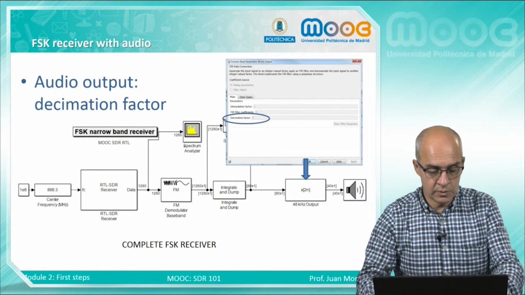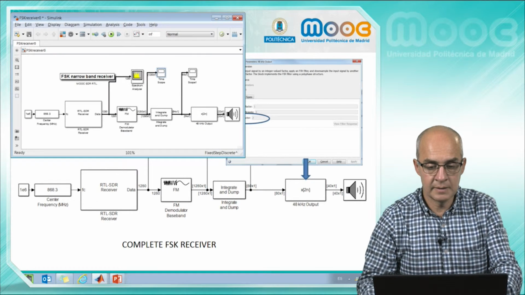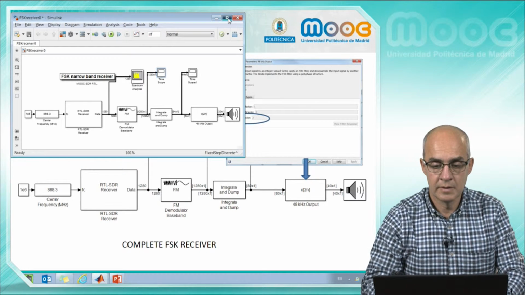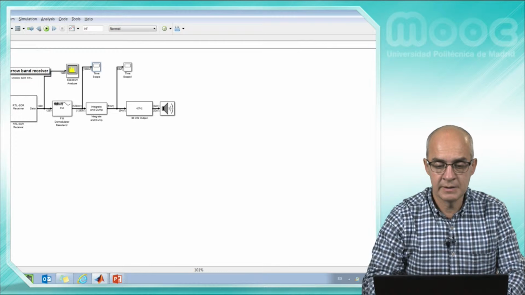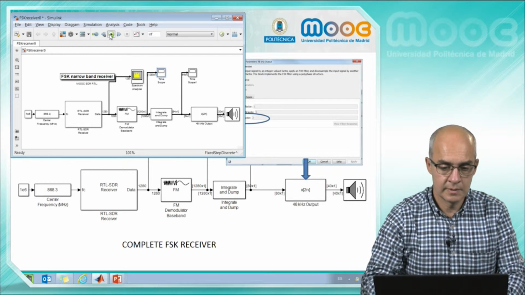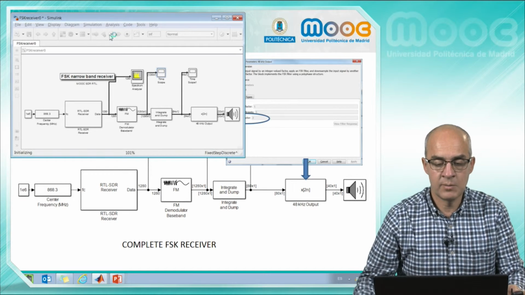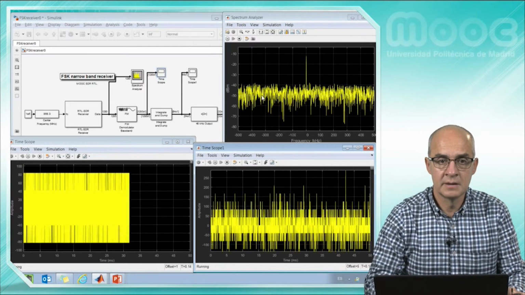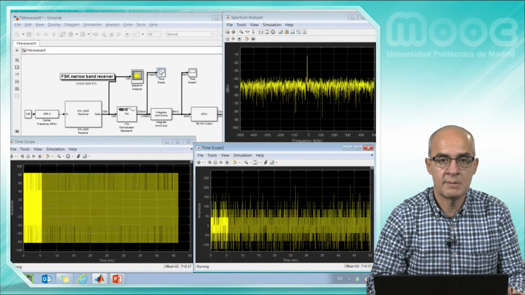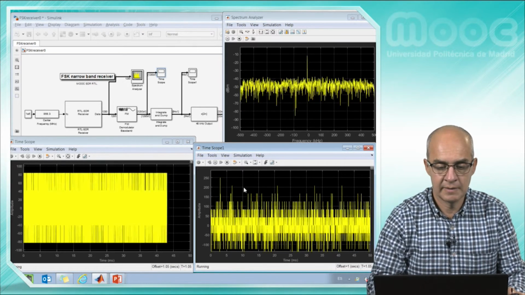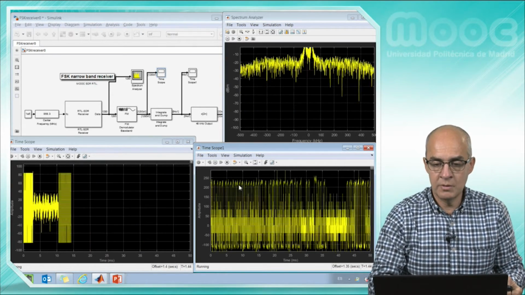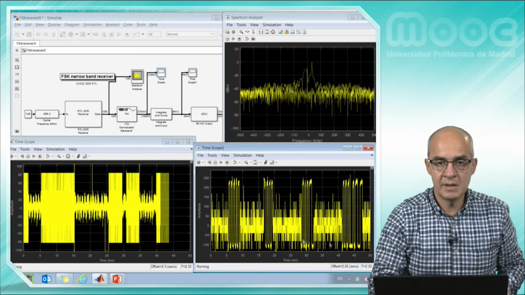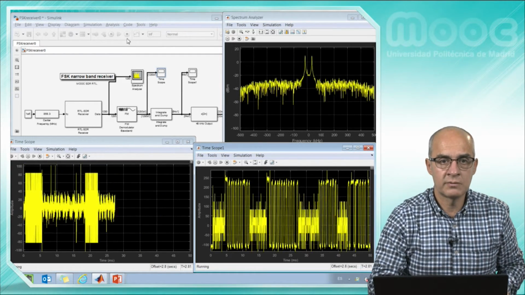So let's see how the receiver works with the system. Here we have the complete system with all the parameters, and now we execute and we activate the remote control. At this point we see the spectrum analysis. This is the pre-filter data with a time scope, and this is the post-filter data. I activate the remote control, and you can see how we receive the signal and how it's transmitting these different types of peaks.